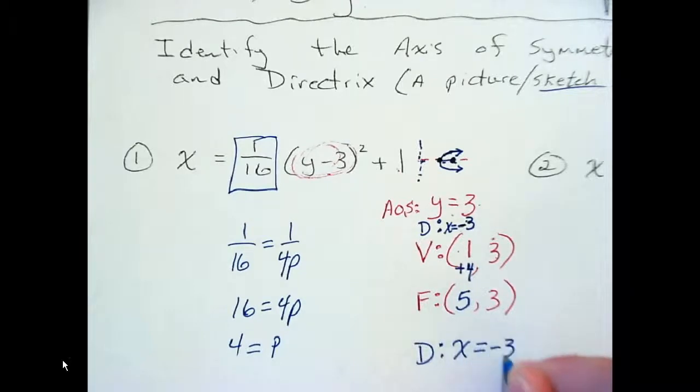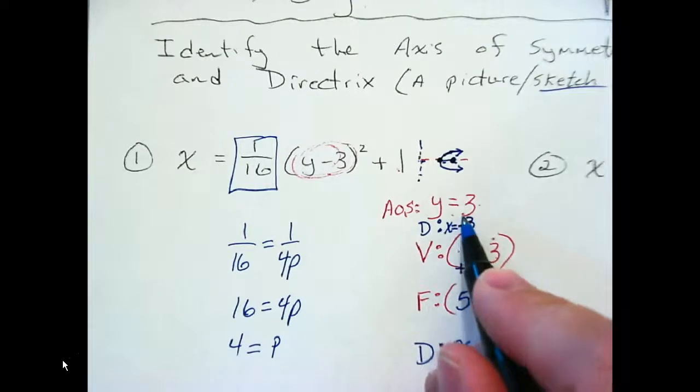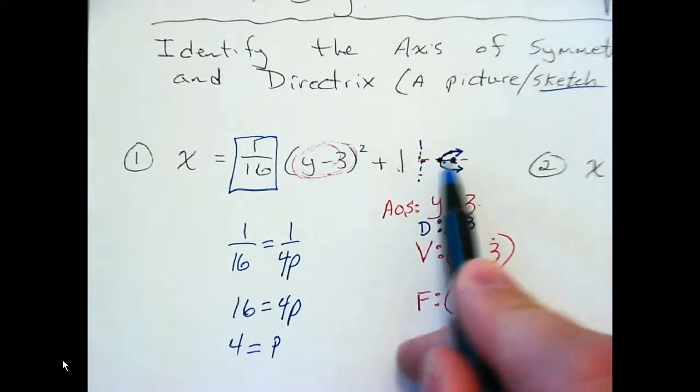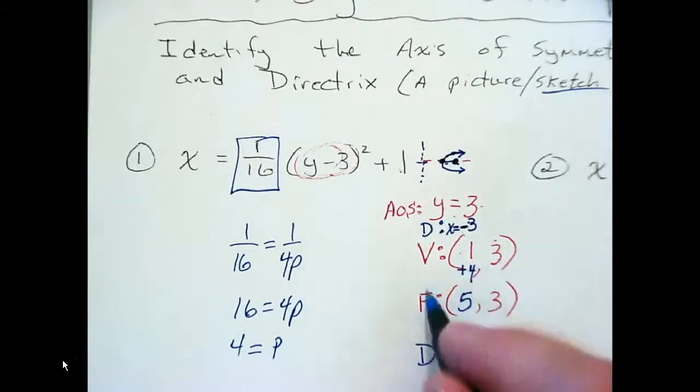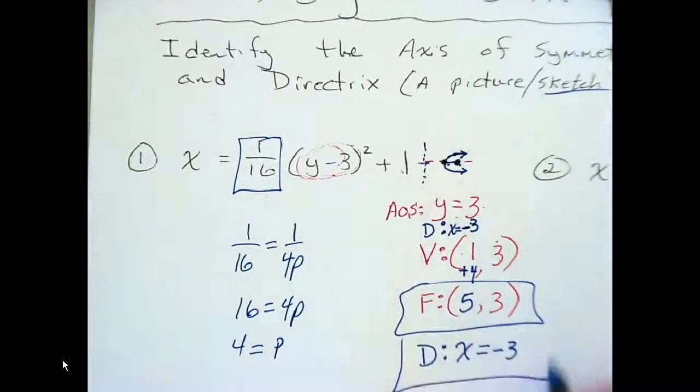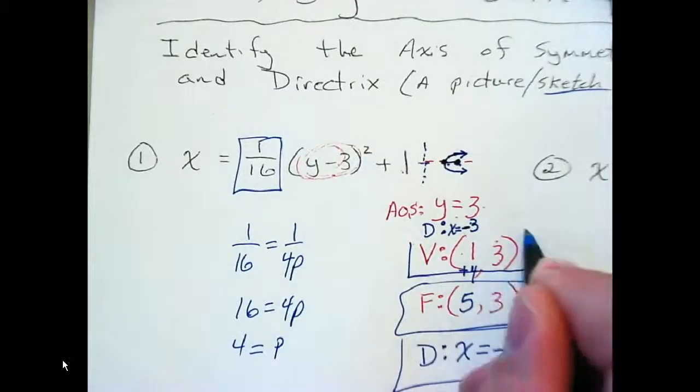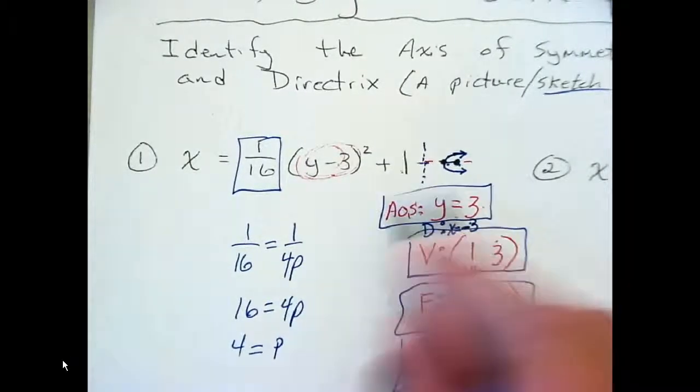Okay, but to find the focus, you add to it. In this case, you subtract from it to find the directrix. You're changing horizontally, therefore you're changing your x value. So you got your focus, your directrix, and your vertex, and your axis of symmetry.